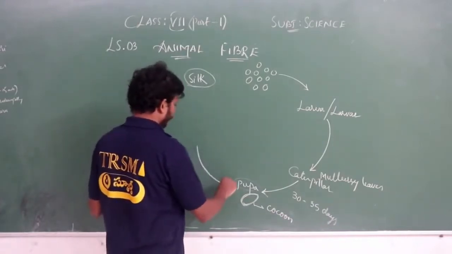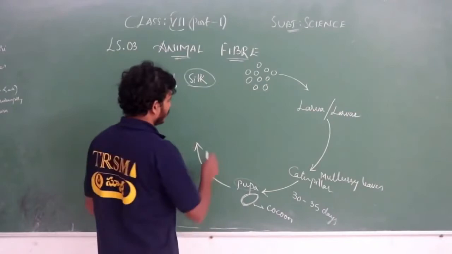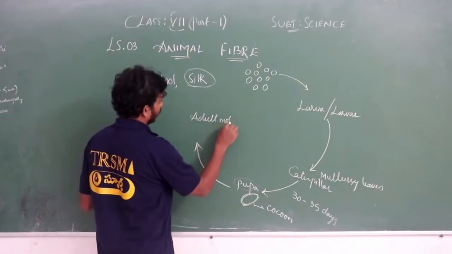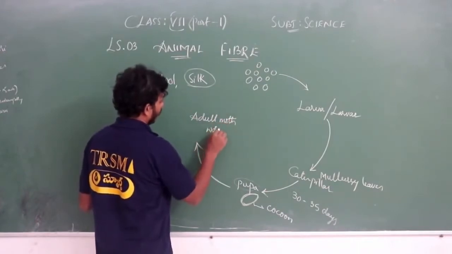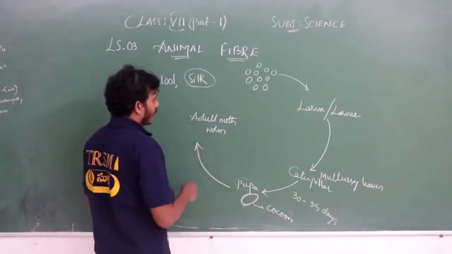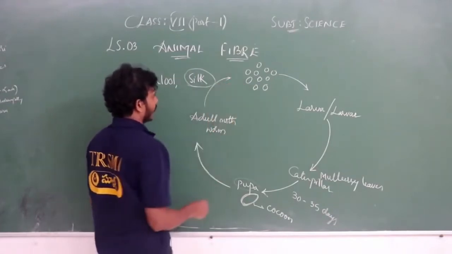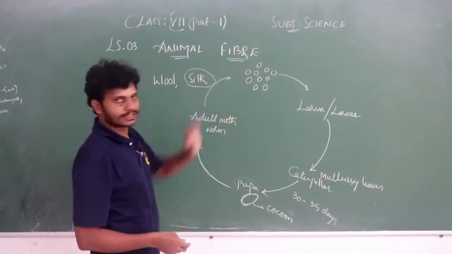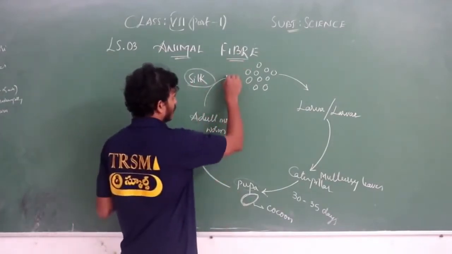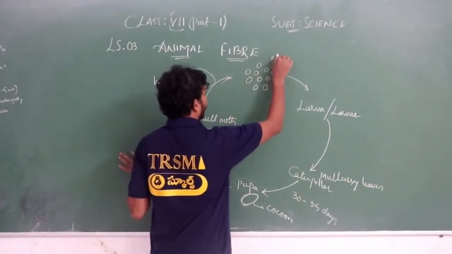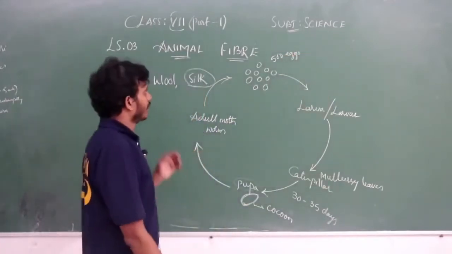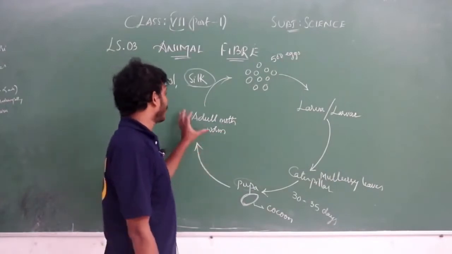And then the pupa exits from the cocoon and develops into an adult moth, or adult worm. And then in a few days this adult lays eggs. Understand? It lays hundreds of eggs, nearly about 500 eggs. How many eggs does it lay? Nearly about 500 eggs are laid by this adult moth.